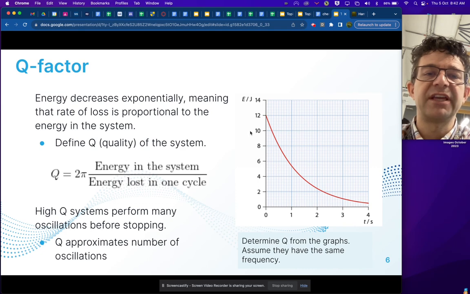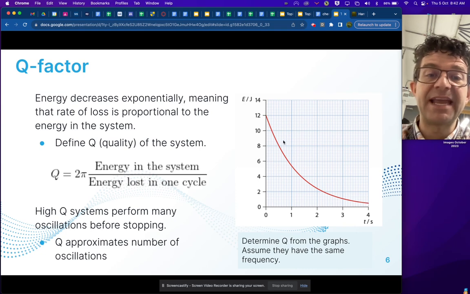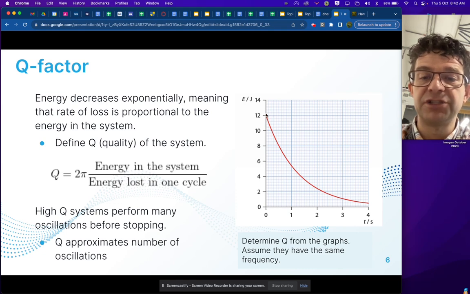So whether we're talking about early on, just after the system has been oscillating and the loss of energy is quite quick, in this case about 6.5 or so joules in the first second, or whether you wait for a while and the loss of energy is quite slow, say from 1.5 down to like 0.75 joules in a second, the rate is the same, because here we lose much more energy because there is much more energy in the system.